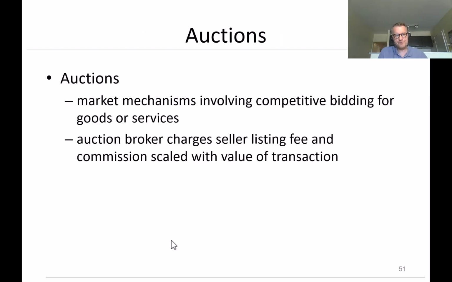Finally, auctions. The internet also facilitates auctions. Auctions are market mechanisms that allow us to sell products online, usually with competitive bidding for goods or services. It doesn't have to be goods or products, it could be services as well. But now all of this can be digitalized online, and that will be facilitated by an auction broker that brings together buyers and sellers, and it's going to charge a listing fee and a commission scaled with the value of the transaction. Let's have a look.